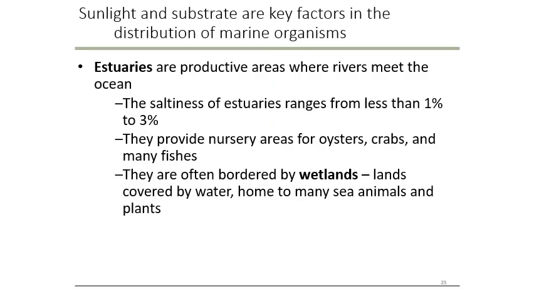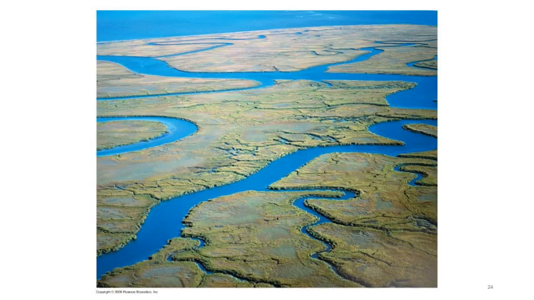A few more of these aquatic biomes. Estuaries, you have to know this word. Estuaries are where rivers meet the ocean. And around the estuaries, a lot of different species live here. Around the estuaries are the wetlands. Wetlands are lands covered by water. They're home to many different animals and plants. And here in this picture, I believe this part here is supposed to be the ocean. Here the rivers are coming. And here the land, these are the wetlands.